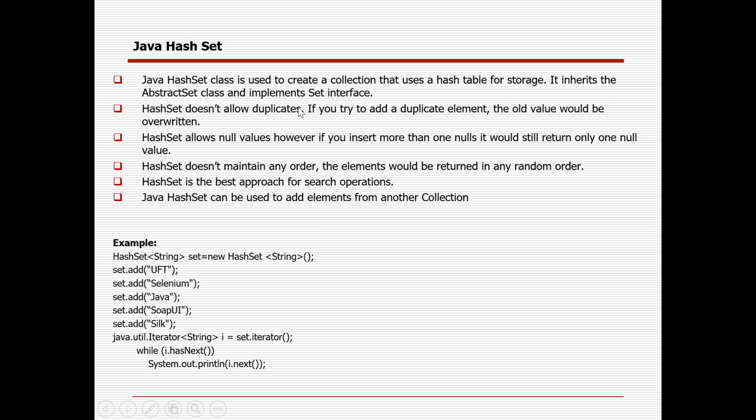Hash set does not allow duplicates. If you try to add a duplicate, the old value will be overridden. Hash set allows a null value. However, if you insert more than one null value, it will still return only one null value. Hash set does not maintain any order; the elements can be returned in any random order. Hash set is the best approach for search operations. So you will be storing the values, and after that, if you want to search whether something is available or not, you can just do it in real time.